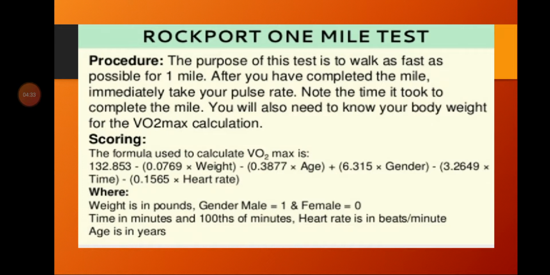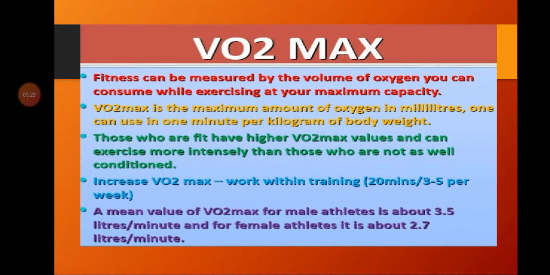132.853 minus 0.0769 into weight minus 0.3877 into age plus 6.315 into gender minus 3.2649 into time minus 0.1565 into heart rate, where weight is in pounds, gender for male it is 1 and female it is 0. Time in minutes and hundreds of minutes. Heart rate is in beats per minute. Age is in years. What is VO2 max?